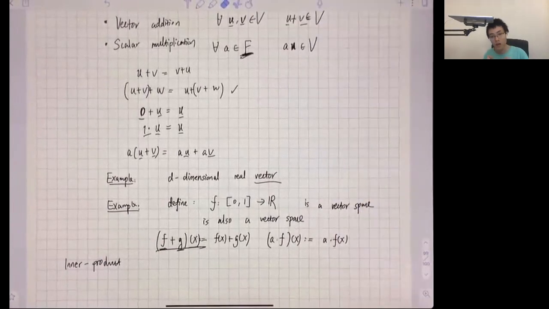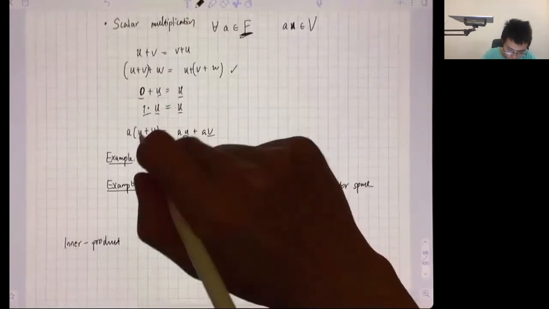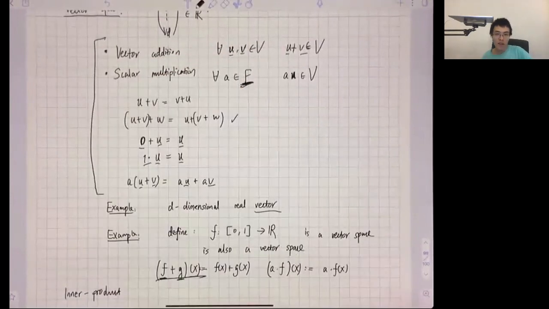So this shows that by following these definitions, a vector is not necessarily a finite d-dimensional vector. It can be some abstract vector space. You can define some mapping as a vector as long as they satisfy these things, or functions or matrices is also a vector space.